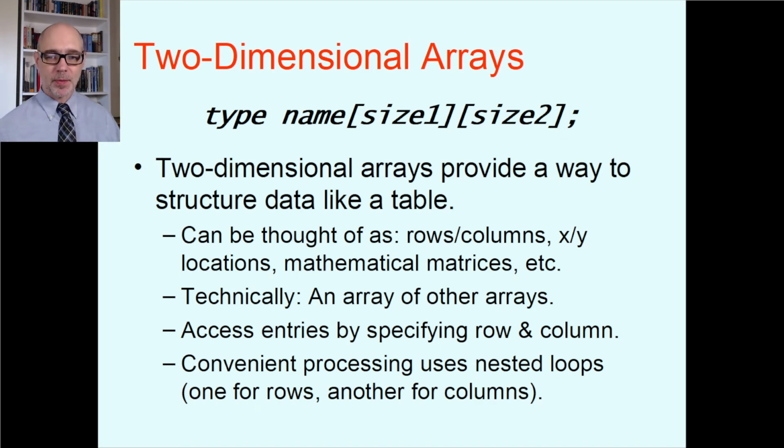Once you've done that, you can access the entries by specifying both the row and the column. You're going to write down the name, bracket which row you're in, bracket what column you're in, and it works very nicely. It's very convenient to process a 2-dimensional array using nested loops. So you have a for loop that's counting over the rows and an inner for loop that's counting over the columns. And again, for loops and arrays work really nicely together like that. In this case, 2-dimensional arrays and nested loops. I think we see that in at least a couple labs or exercises early in the course.